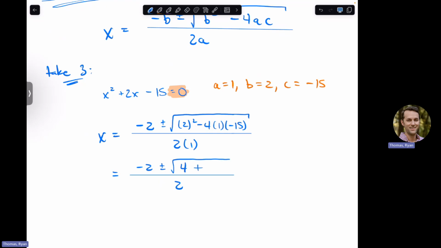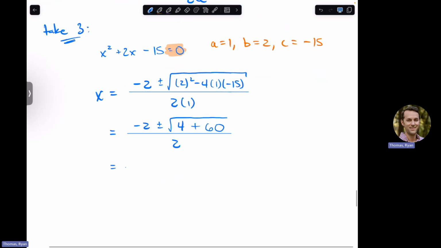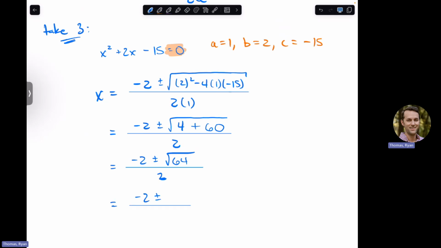Plus 60. So 64, the square root of which is 8. So negative 2 plus or minus 8 over 2.